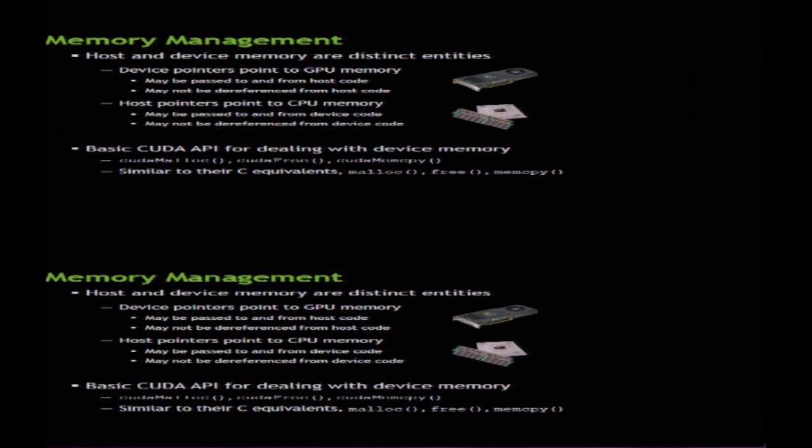So the basic CUDA API for dealing with device memory is very similar to what you use for heap memory in regular code. There's malloc, there's free, and there's memcpy. And the memcpy works both ways. So if you're sending data to the GPU or taking data away from the GPU, that's what you use.